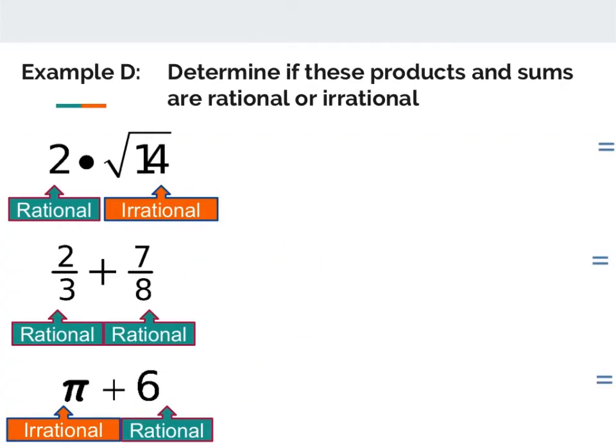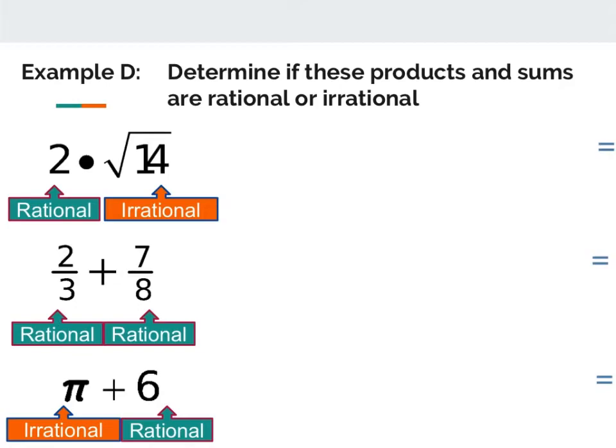Here we are at example D, and example D says determine if these products and sums are rational or irrational. So we're not trying to figure out what the number is. We're not looking for 5 or 26 or square root of 3. We're not looking for an actual answer. We're just trying to determine is the answer going to be rational or irrational.